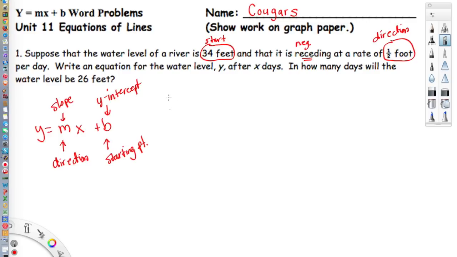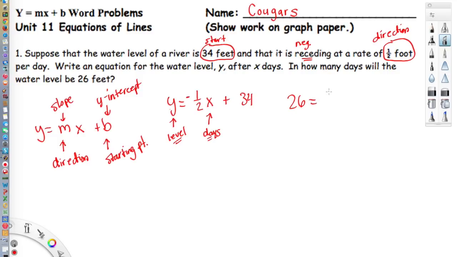Now we can set up this equation easy enough. Therefore, y is going to be equal to our slope, which is negative 1/2 x, plus our starting point, which is 34 feet. Okay, now that's our equation for this line. But it asks us a very specific question. It says, in how many days, and x is our days, and y is our depth or level. And they're setting our level at 26 feet. They're saying, when will it be 26?